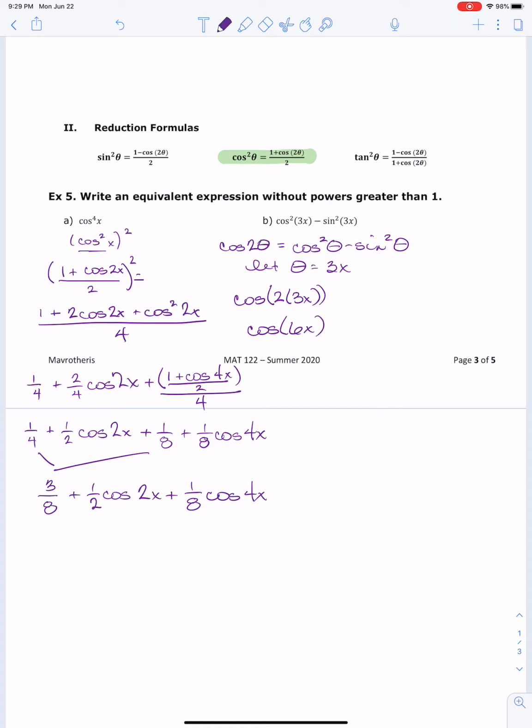Okay, so it's not always a reduction formula. You are looking for the patterns. And so start thinking about that when you see that cosine squared minus sine squared. And that is it for page 3.